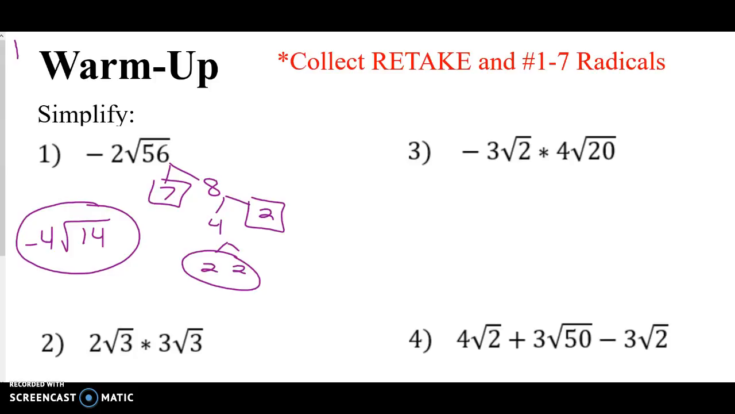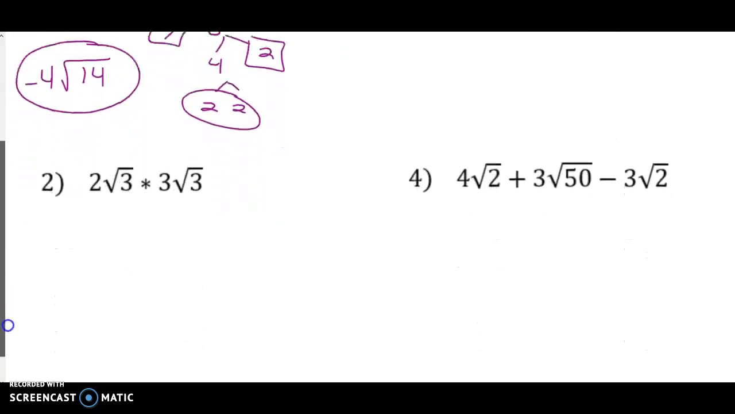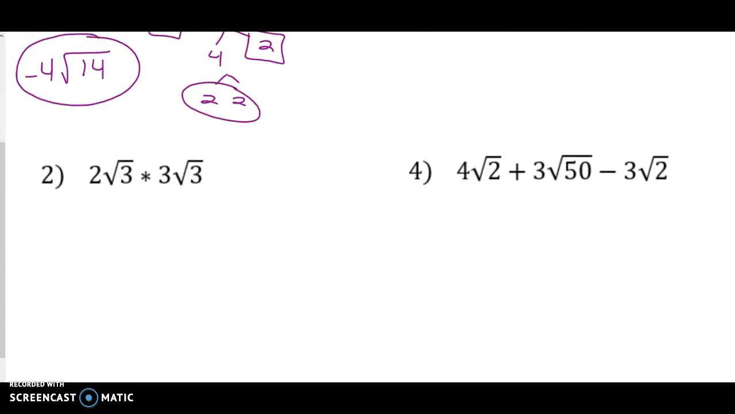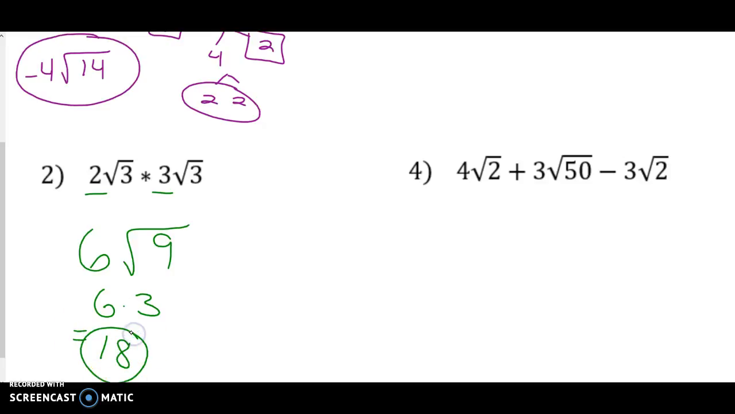Number 2. Last class we learned we multiply whole numbers times whole numbers and roots times roots. So what is 2 times 3? That's 6 for sure. And then the square root of 3 times the square root of 3 is the square root of 9. That's our multiplication property. Just like 3 times 3 is 9, the square root of 3 times the square root of 3 is the square root of 9. But what is the square root of 9? 3. So really this is 6 times 3. So we get a nice pretty answer, 18.